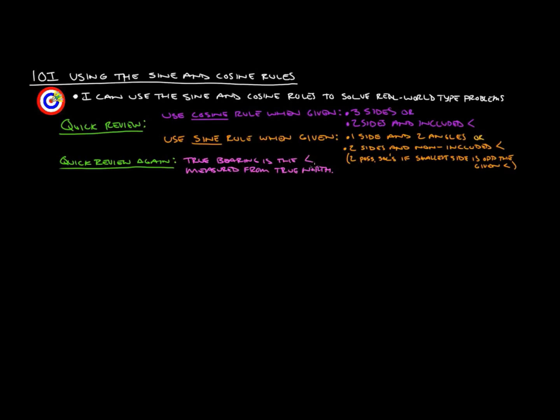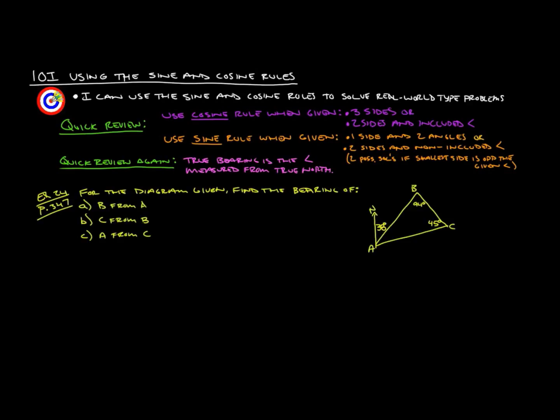True bearing is the angle measured from true north, and this is kind of a tricky concept. A lot of people have a hard time with this, so let's see what we can do to get this figured out. For the diagram given, find the bearing of B from A, then the bearing to C from B, and then to A from C.